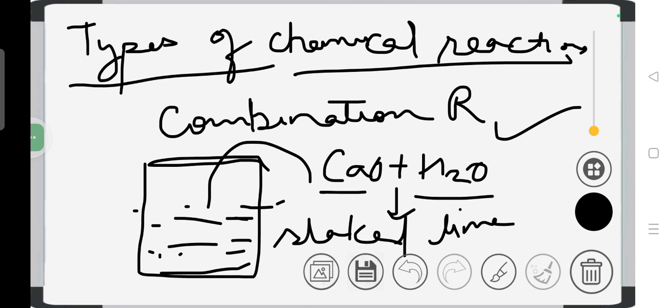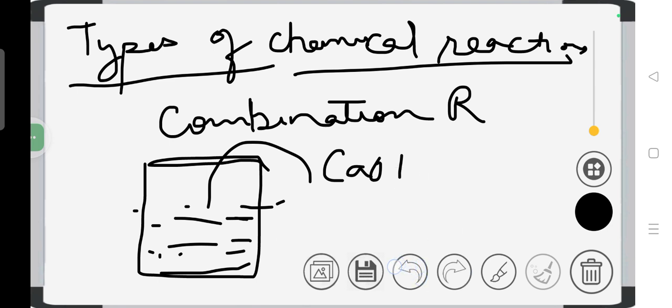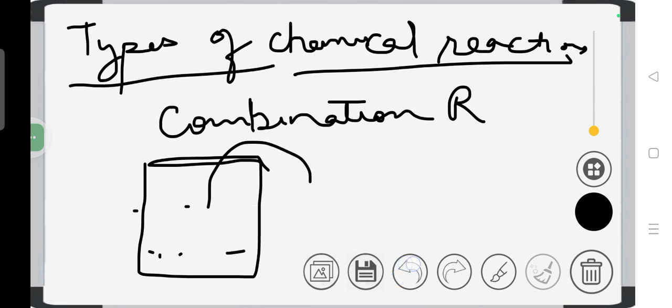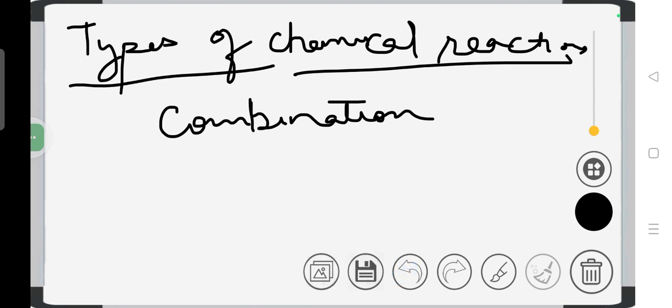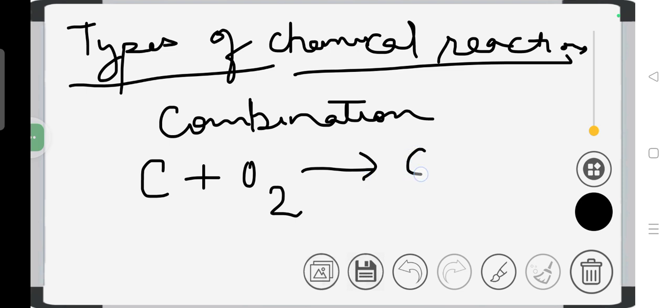Now there are many more examples of combination reactions, children, like the burning of coal. Now you know coal is what? Coal is carbon. So in the burning of coal, carbon plus oxygen, when you burn carbon in the presence of oxygen, you get carbon dioxide. This is also an example of a combination reaction.